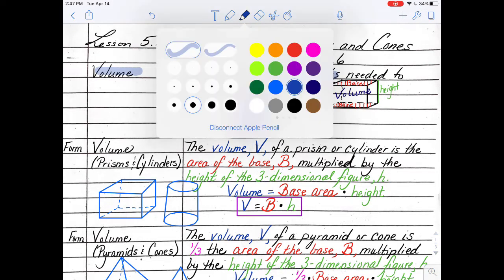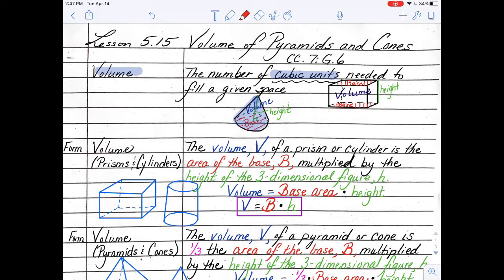Now remember, there are some parts of our three-dimensional figure. Our base, especially with prisms and cylinders, has two bases, a top and a bottom, whereas on a pyramid or a cone, you only have one base. And just like we talked about with prisms and cylinders, height is the distance between the two bases on a prism or cylinder. Otherwise, it's from that apex down to the base on our cones or our pyramids.